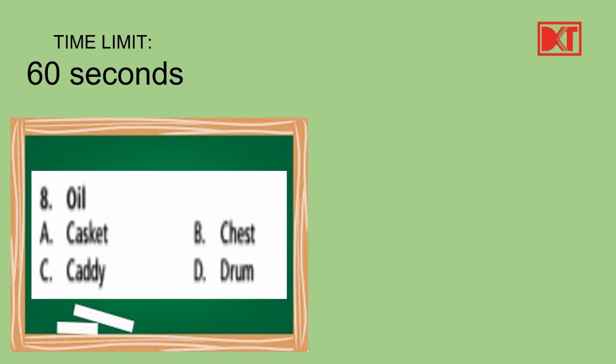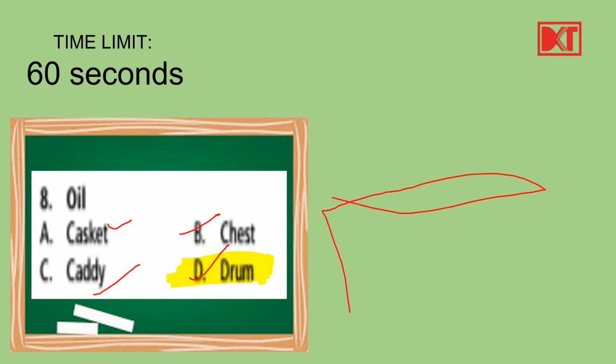Okay, now next, oil. The container of oil is called A casket, B chest, C caddy or D drum. This is pretty easy. The container where the oil is kept is called a drum. Okay, drum, not the musical instrument, but a drum sort of thing. It's a large container. Okay, that's a drum.